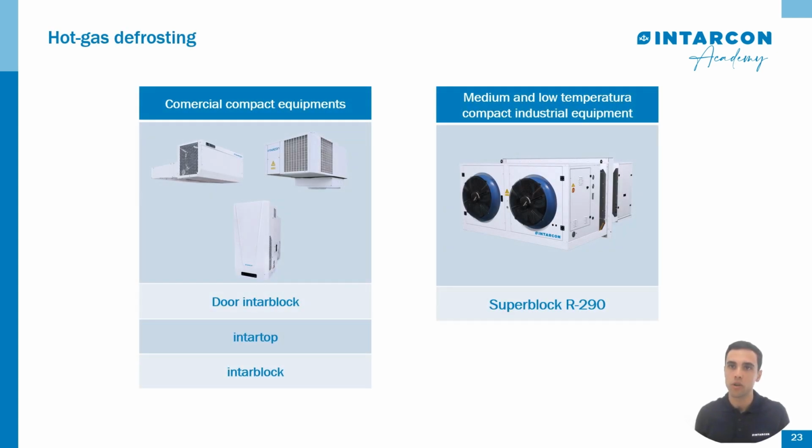Units that use hot gas defrosting in Intercom are commercial compact equipment such as the Intercom door, the Intertop, and the Interblock unit. And on the other hand, for medium and low temperature compact refrigerant equipment, there are the Superblock units with R290 refrigerant.